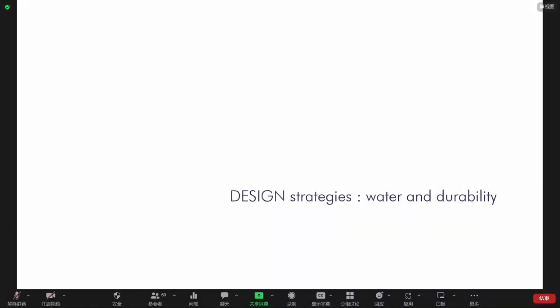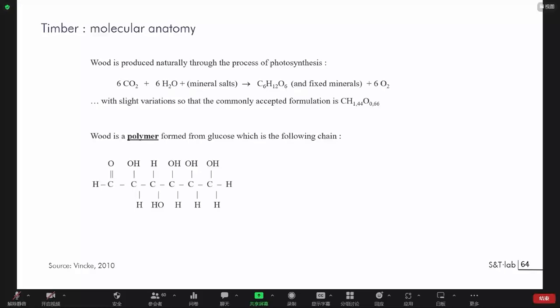What now about design strategy against water and durability in timber? So you know this equation. If you look at this, you see that timber is a long chain of carbon associated with others, and you have a limit that will be either OH or H. And there will be a natural junction between water and timber. Water will be attached with a low-force connection, meaning that some of the water coming into timber will change the molecular composition, and from then the volume of the molecule will change, and that's a problem for timber.